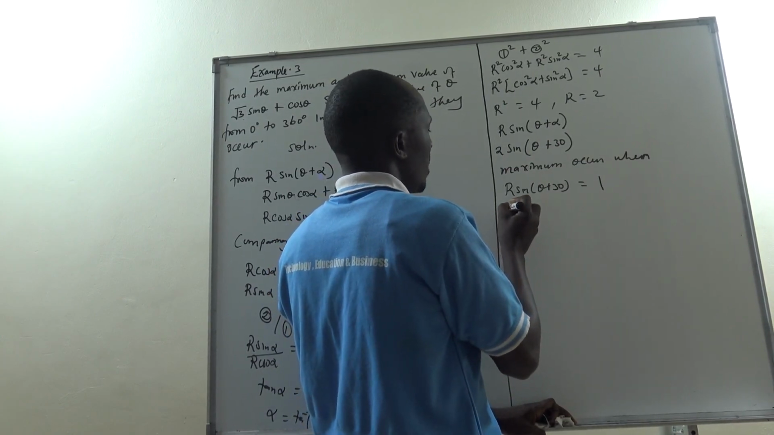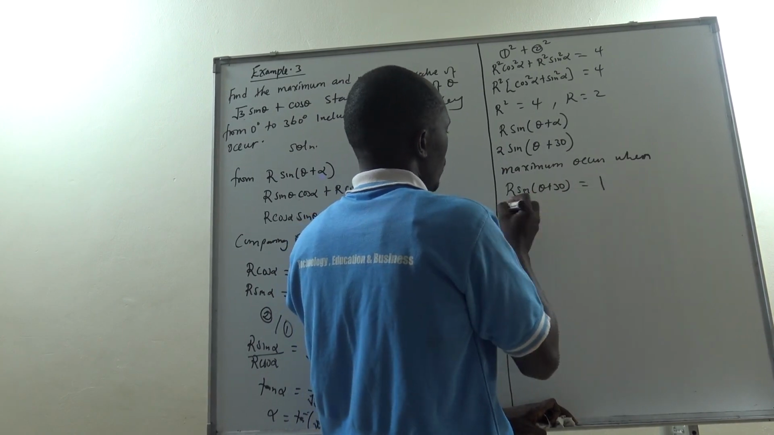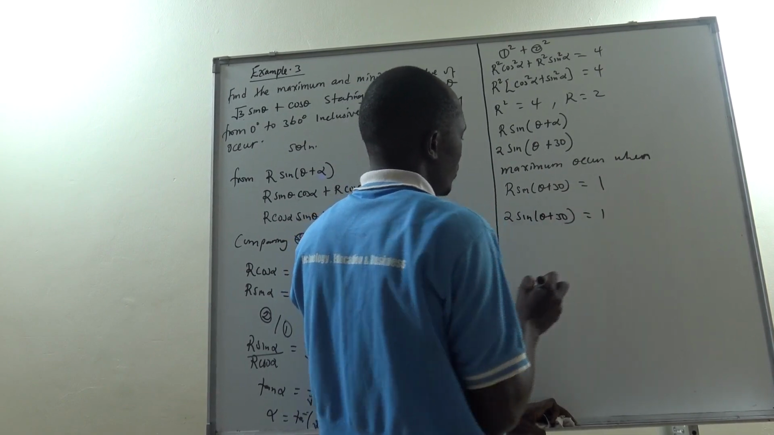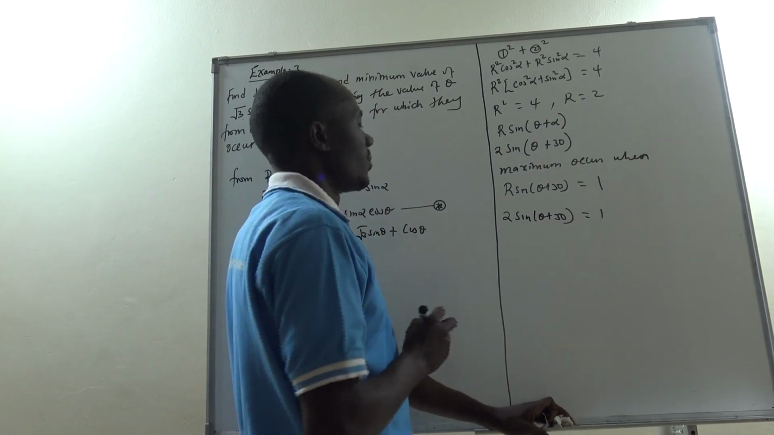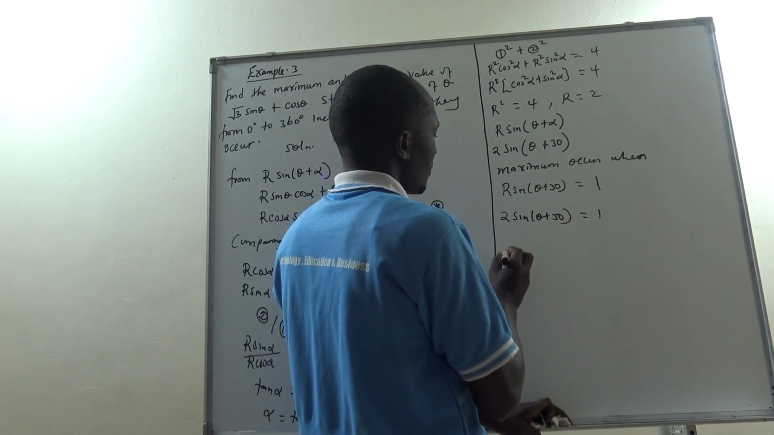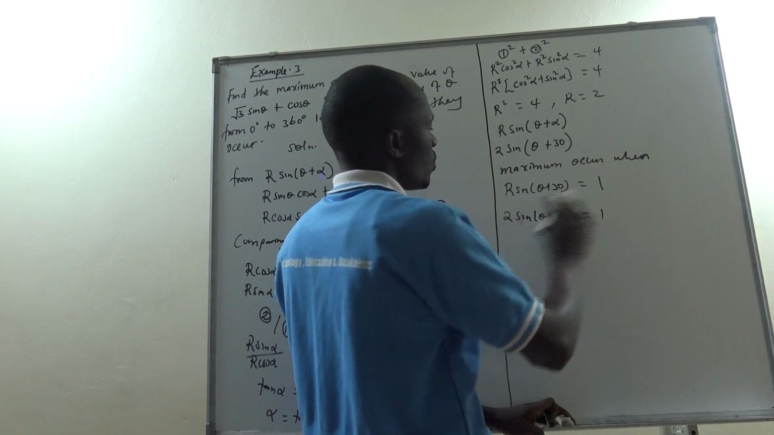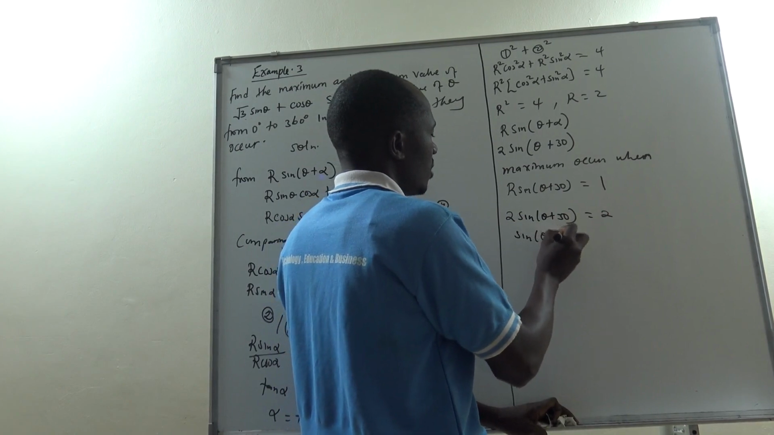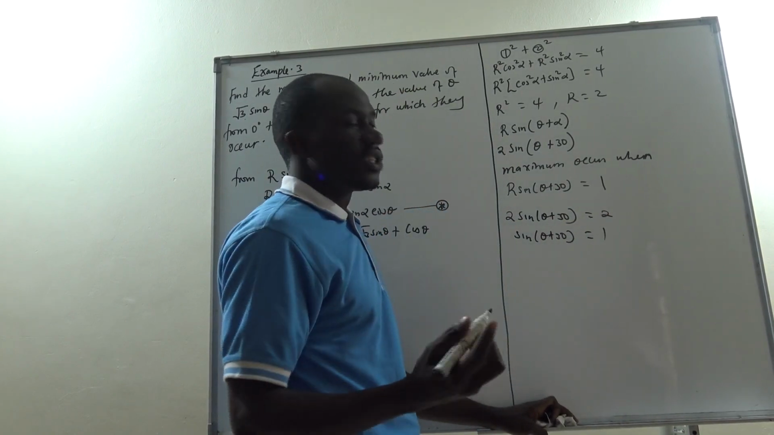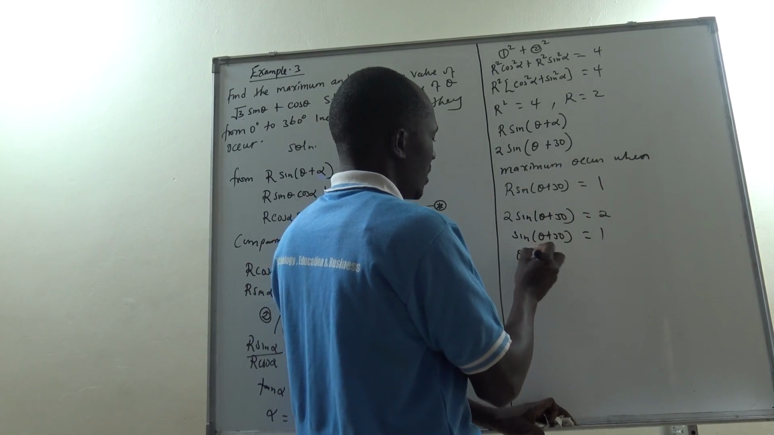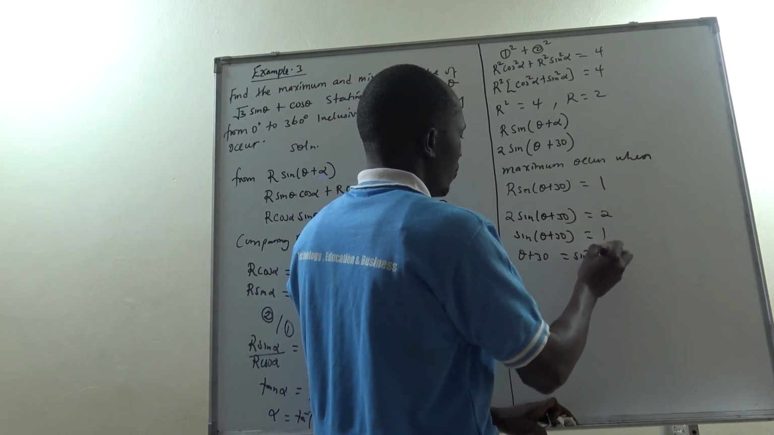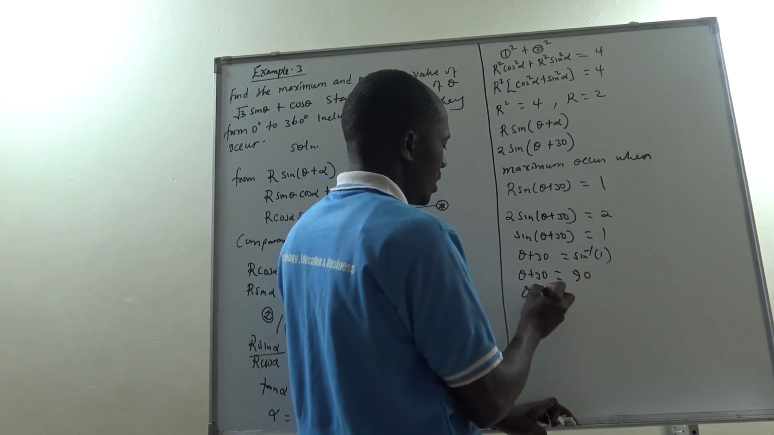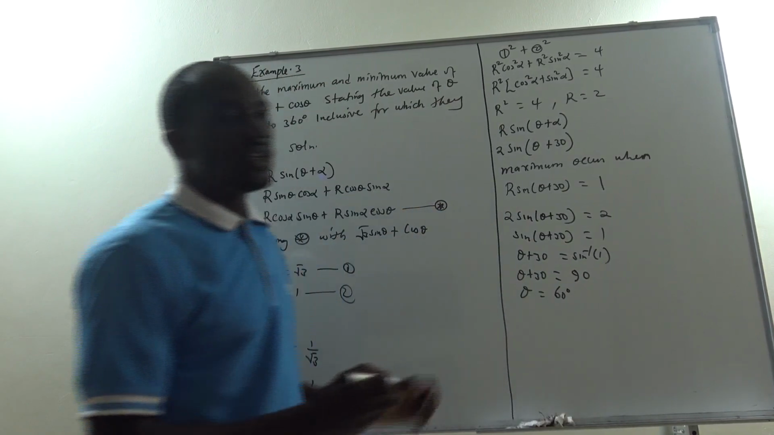So we now equate our expression. We are going to have 2 sine theta plus 30 equals 2, since we are dealing with the maximum value. Divide this out by 2, we are remaining with sine into theta plus 30 equals 1. So can we get theta alone? Theta plus 30 is the same as sine arc of 1. Theta plus 30 equals, the sine arc of that is 90. What is theta alone? Theta alone is 60 degrees.